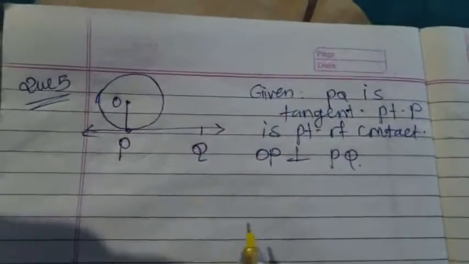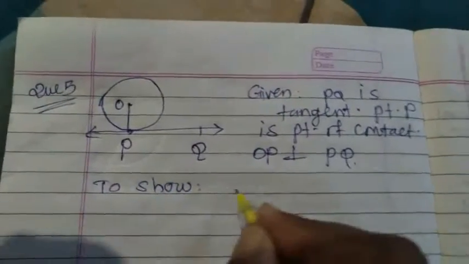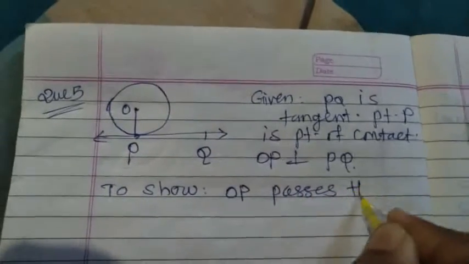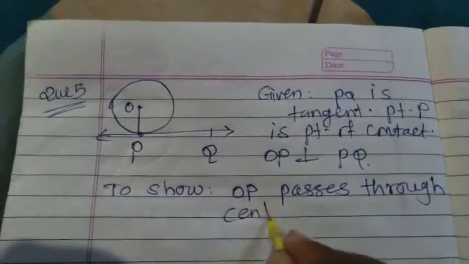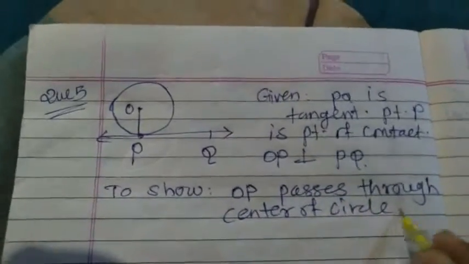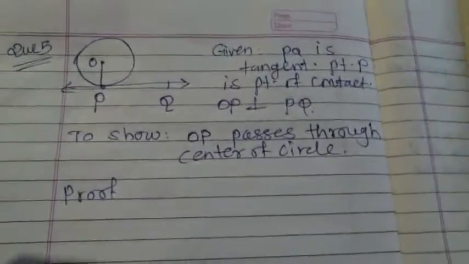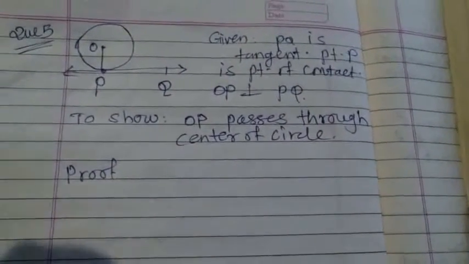All these things are given and we have to show that OP passes through the center of the circle. This thing we have to prove here. OP passes through the center of the circle. Now this proof is by contradiction method.